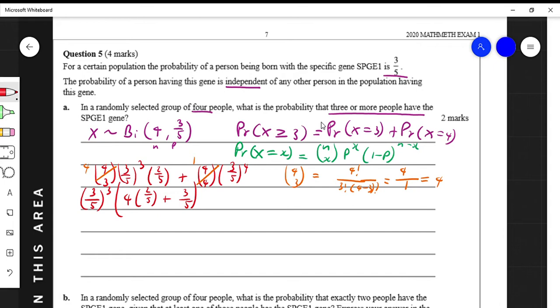Okay, so you can work all this out, which would give you 4 times 2 is 8, plus 3 is 11. So this will give you 3 on 5 to the power of 3 times 11 on 5 equals 3 to the power of 3 is 27. 5 to the power of 3 is 125 times 11 on 5 equals, this is gross, 297 on 625.